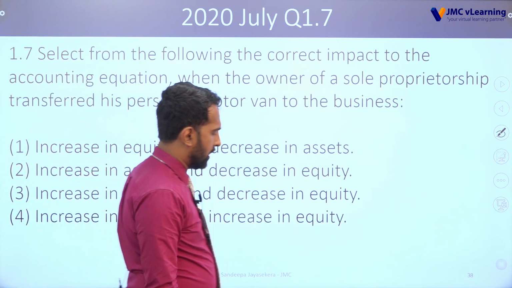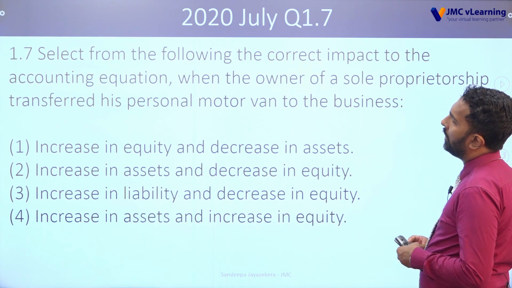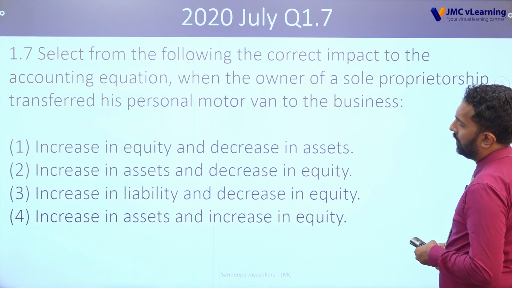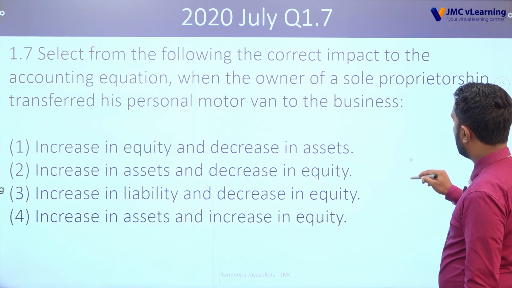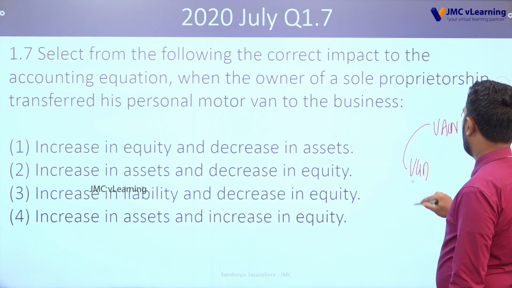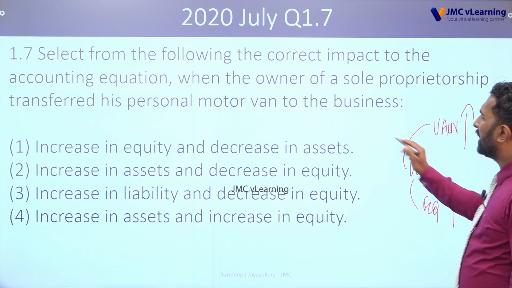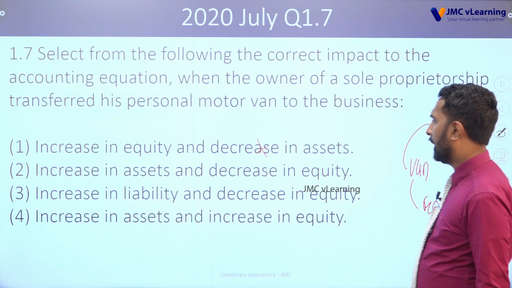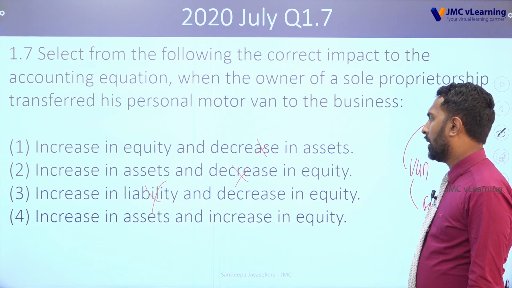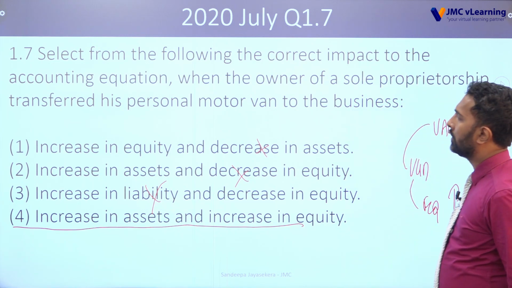2020 July paper, let's see. Select from the following the correct impact to the accounting equation when the owner of a sole proprietorship transferred his personal motor van to the business. When we are transferring the personal van, one side the van will increase, and on the other side the equity will increase. Increase in equity and decrease in assets? Nope. Increase in assets, decrease in equity? No. Increase in liability, not relevant. Increase in assets and increase in equity, which is the correct answer.